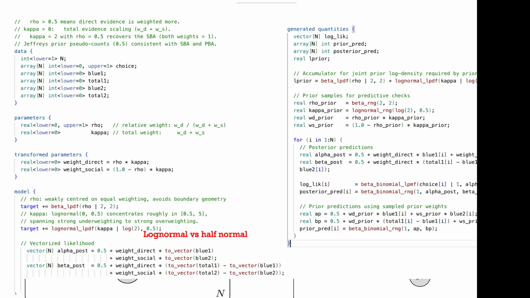And then we have the weight direct times the blue in the first source, and so on. Exactly the same. When we go to the generated parameters, again, we save the rho prior, the kappa prior, the WD prior, the WS prior, and then we can just repeat the same code as there. Yes. I'm just wondering, can kappa be 0?